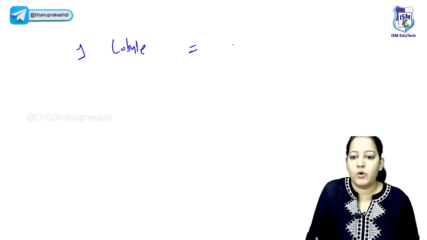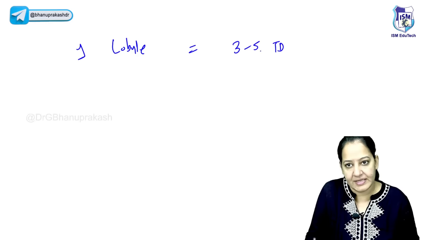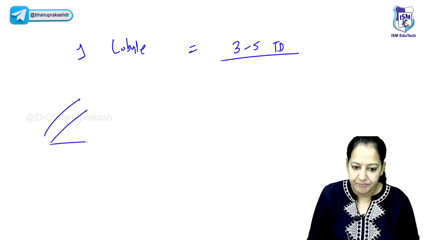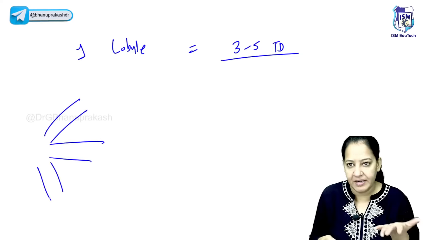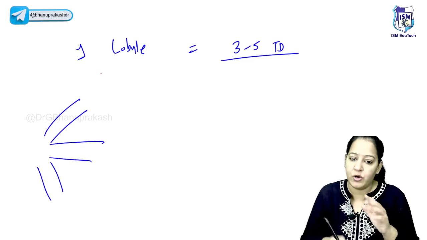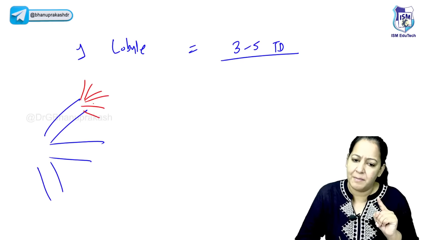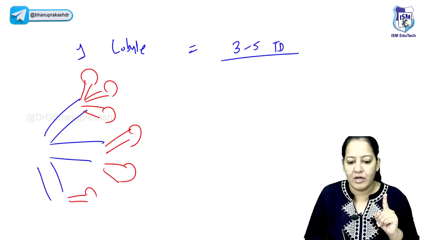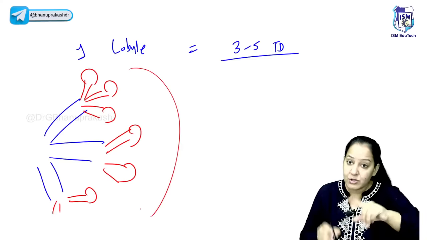One lobule is equal to 3 to 5 terminal ducts and all the ductules arising of that. So let me draw 1, 2, 3. These are the 3 terminal ducts. Now how many ductules arise out of that? Let's say multiple ductules will arise out of that. These all will form one lobule. This is one complete lobule.